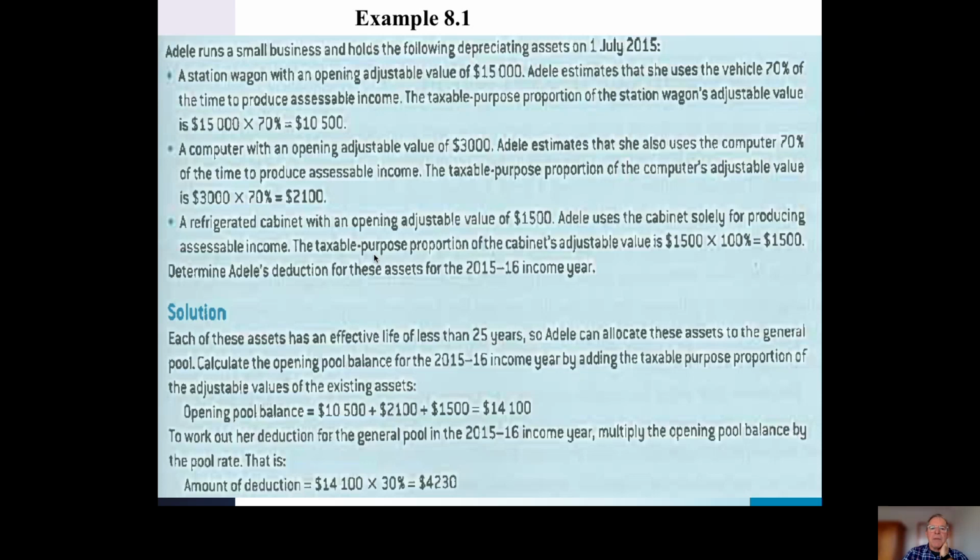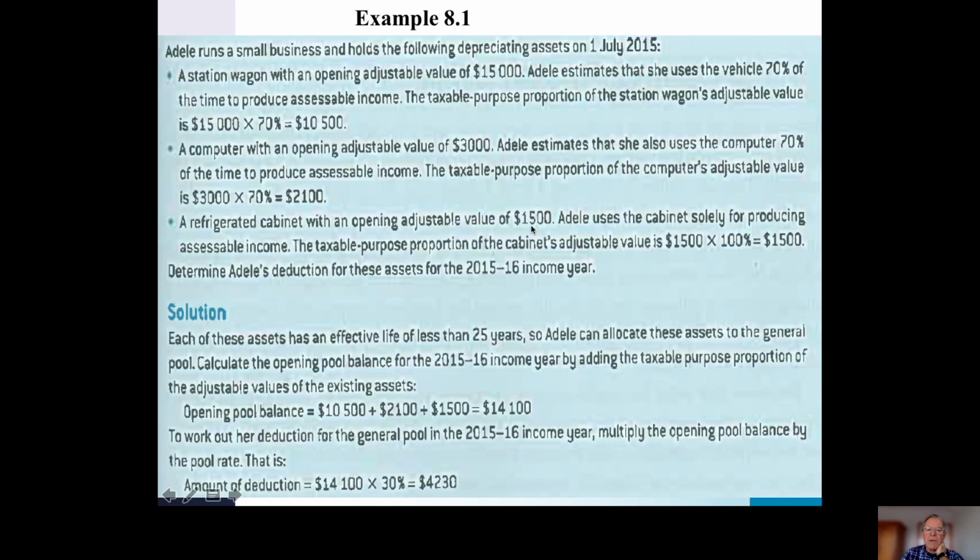So here we go. A couple of examples here where we've got a range of assets. The first couple, she buys a station wagon for $15,000, but it's only used for 70% of the time producing assessable income. So she can only claim 70% of the depreciation amount. So we'll take 70% of the opening balance. We're going to put that in a depreciation pool down the bottom in a moment. Computer, same sort of deal, $3,000. It's 70% used for business, for producing assessable income for the business. So she can only claim 70% of the value of the depreciation. So let's take 70% and put that in the pool as well.